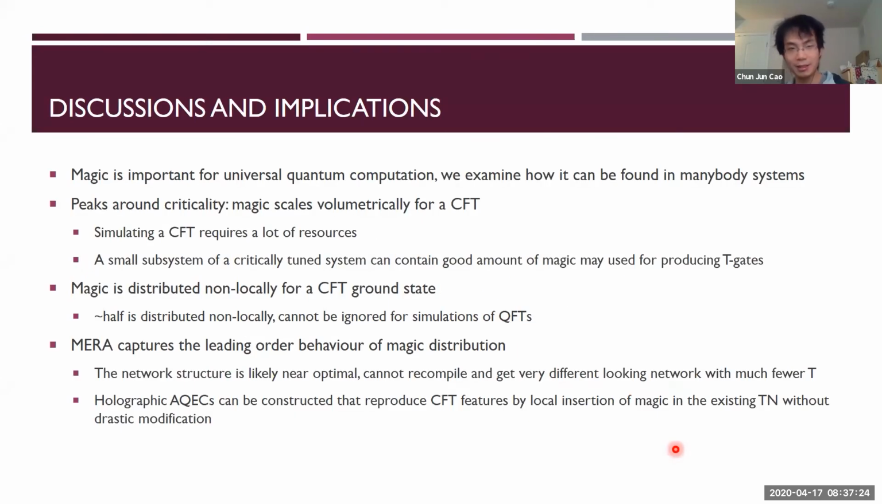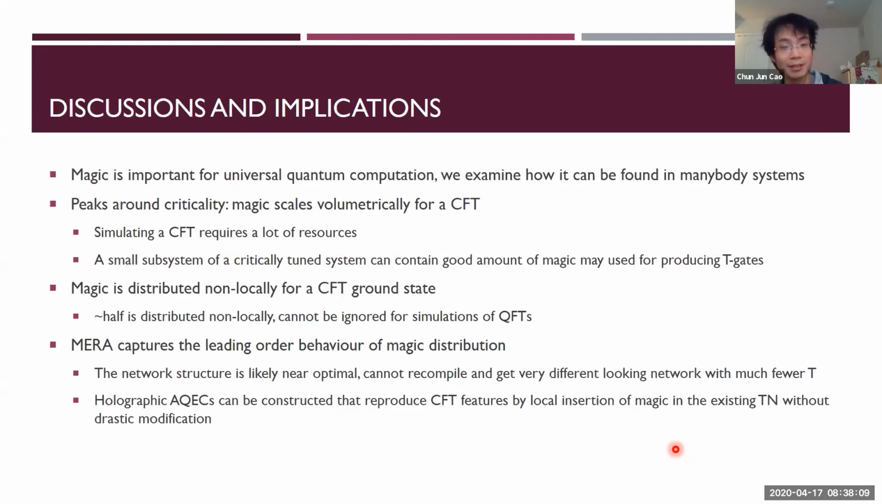So just to summarize, what we learned is that magic, well, is important. We learned some concepts about magic, how to examine it in systems. And what we found is that simulating a CFT requires a lot of resources in terms of magic. In fact, it scales volumetrically. So this is probably bad news if you want to simulate a CFT, but on the other hand, it's also good news: suppose you prepare a conformal field theory in an analog system, and you can swap out the subsystem states, then they contain a lot of magic. So perhaps you can use them to implement T-gates.